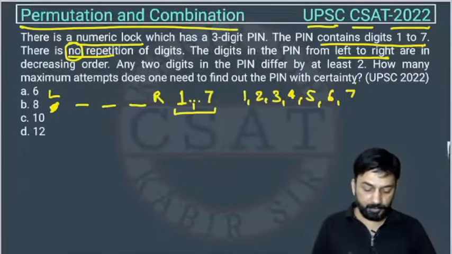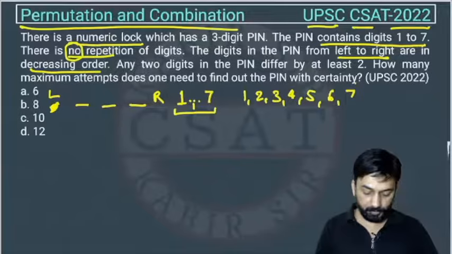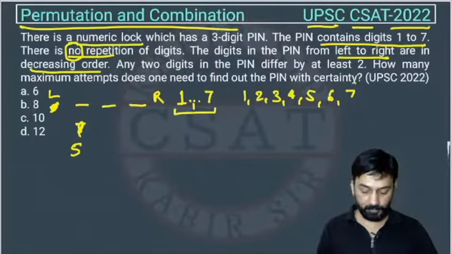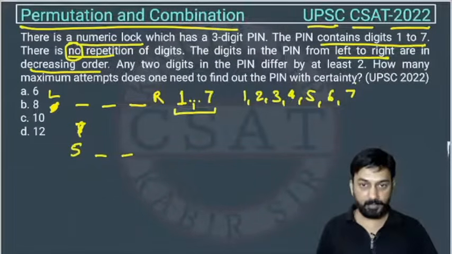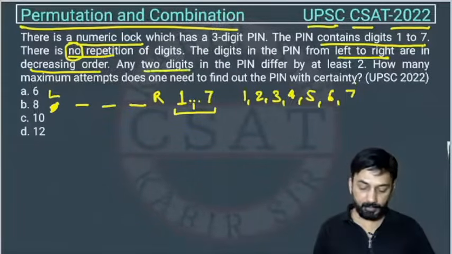Left to right are in decreasing order, so the digits are in decreasing order, right? It means like if I am putting here 7, then no, just take here 5. If left is 5, then on the right side of 5 there cannot come 6 or 7, right? Because they are in decreasing order. Okay, so just remember the condition. Okay, now any two digits in the pin differ by at least 2.